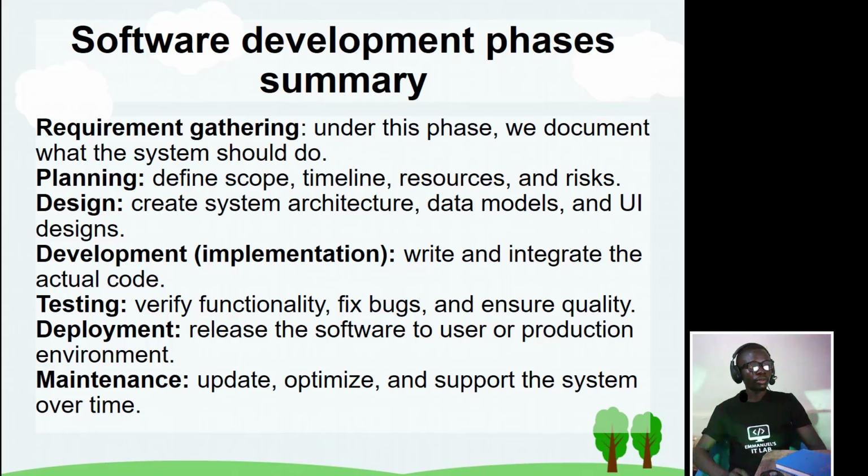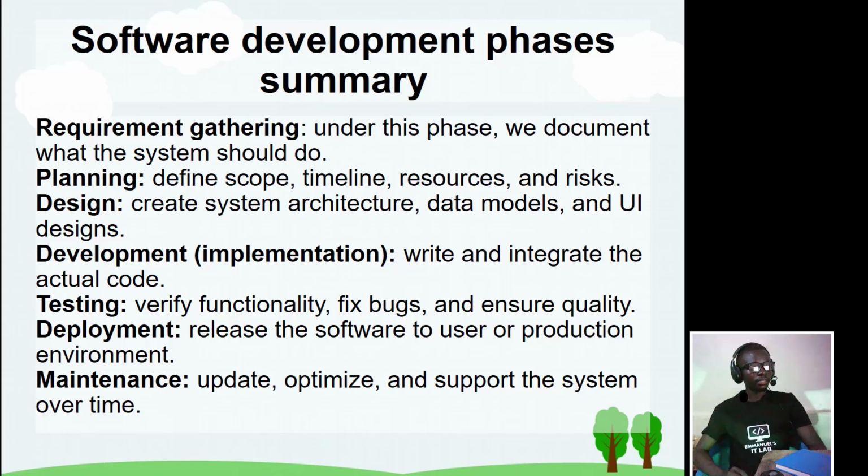Here, you can simply create system architecture, data models, and UI interface. So the interface is what the users interact with. You can simply design this interface on paper before you go ahead to implement it in the code. Development: write and integrate the actual code. Now this code you can simply also write on paper before you implement it.